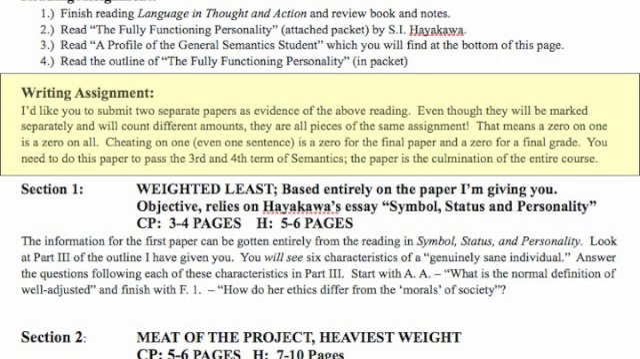So here is the paper description for you. First of all, there are 2 sections to the paper. The first paper I would like you to write is called Paper 1, Section 1, and the second section I'd like you to write is Section 2. So let me explain the first section for you.